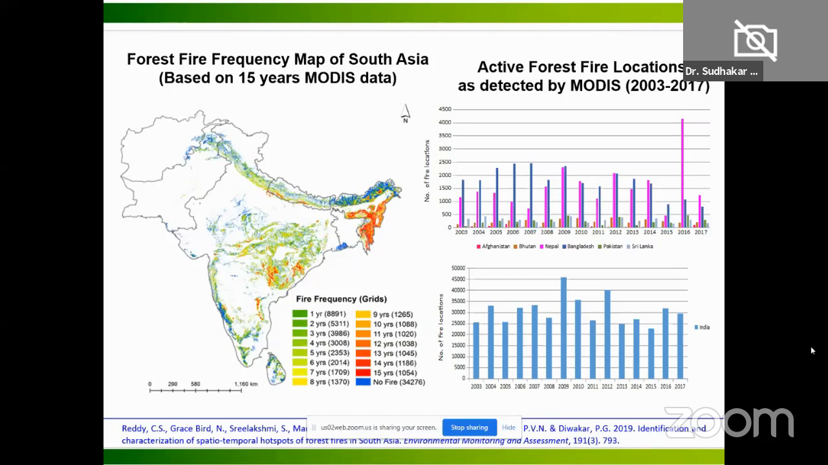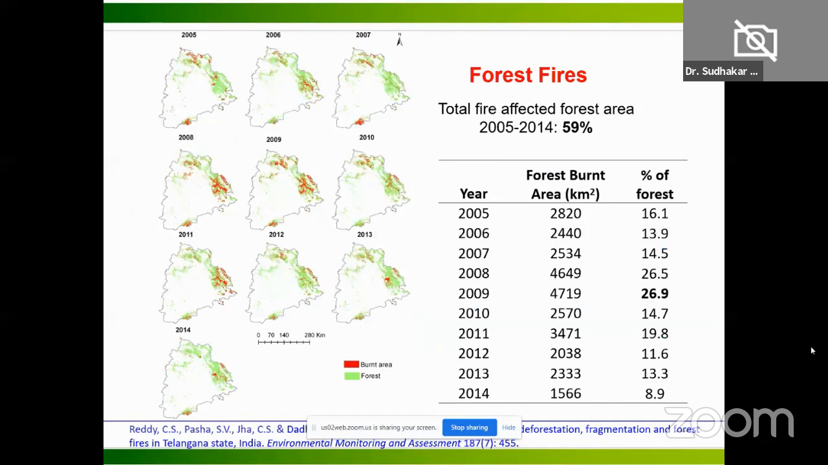So here I'm showing the information for the Telangana state. How much area is affected by forest fires in Telangana? This is the assessment for almost one decade, from 2005 to 2014. It shows clearly that 59% of the forest cover is affected by forest fires. So this is a very huge impact on the native biodiversity.